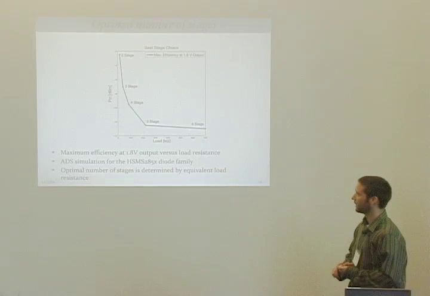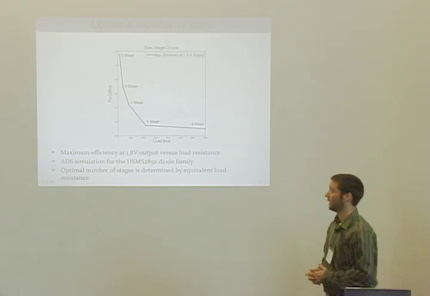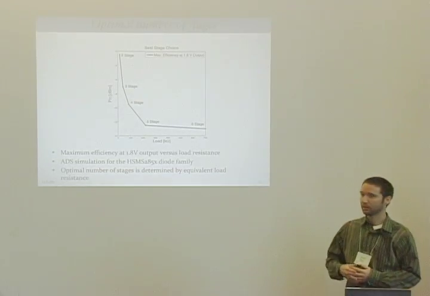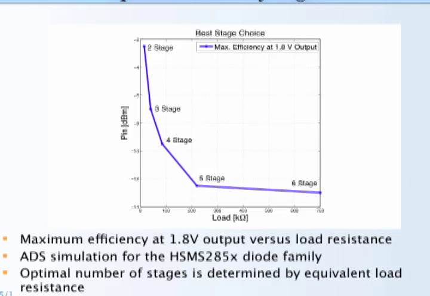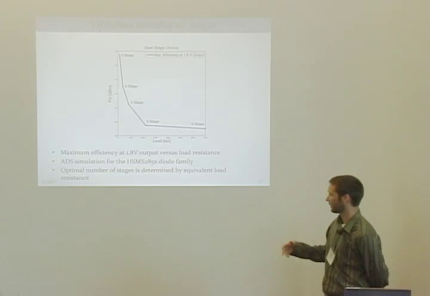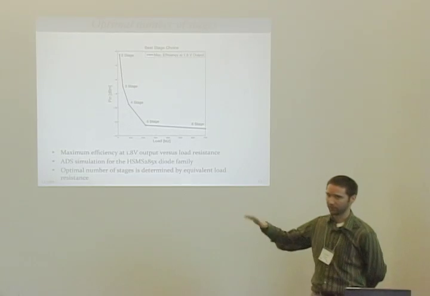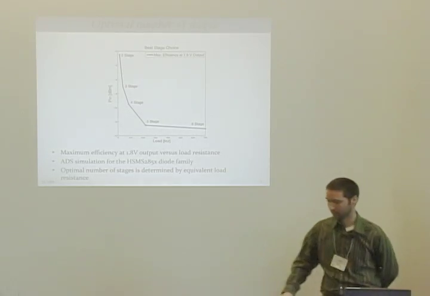This plot shows that if you know your load, once you characterize your load, you can get the optimal number of stages so that you have that power efficiency at 1.8 volts. Right now we're using a 4-stage device because our actuation software load is near 200 kiloohm. But as we add more processing, that will drop down, and 4-stage will be our best choice.